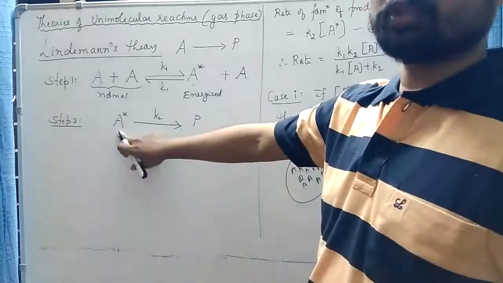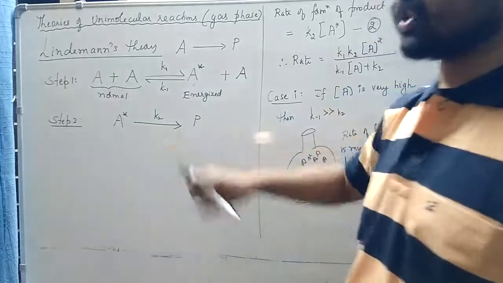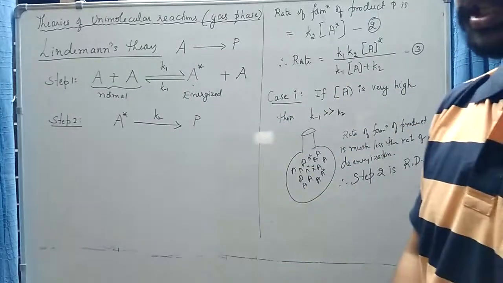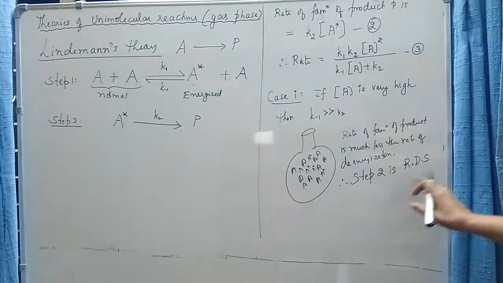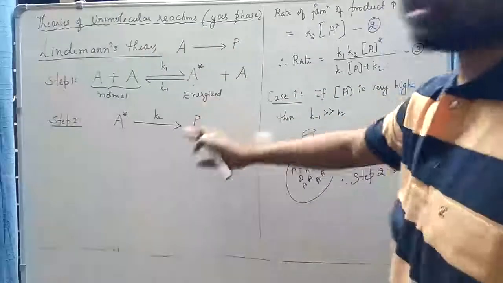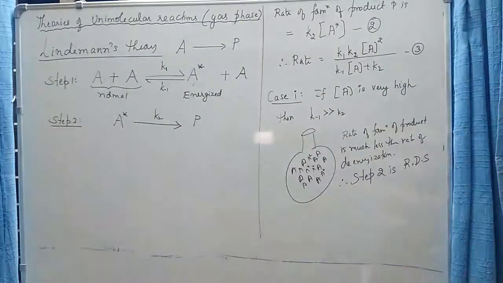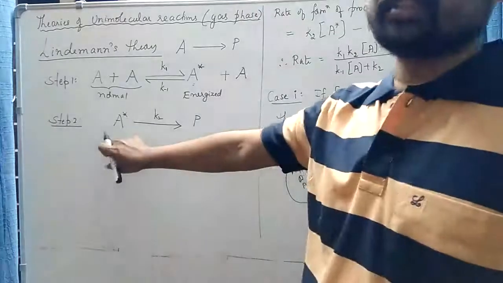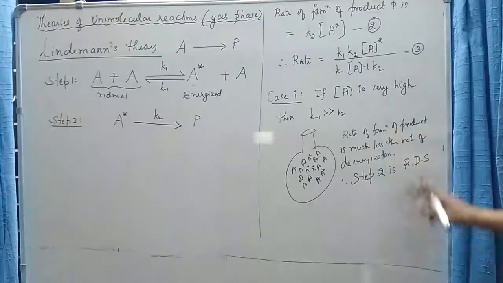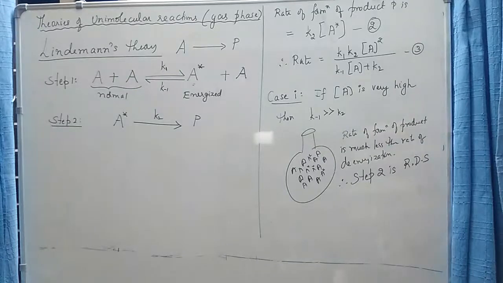So since there is only one molecule of A involved in this reaction, what you should predict is it should be a first order reaction, because for the overall reaction the second step is now the rate determining step, and since only one molecule of A is involved here, you should predict that it should be a first order reaction. Is it so? Let us see mathematically.